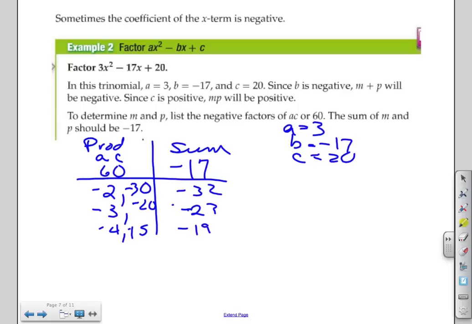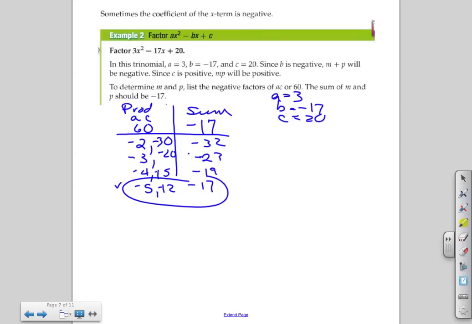That doesn't work. How about 5 and 12? 5 and 12 both negative. Negative 5 plus negative 12 is negative 17. So that's us. There's our money. Okay, so now we rewrite. I'm going to extend our page, guys. We're going to rewrite using these two factors, right?